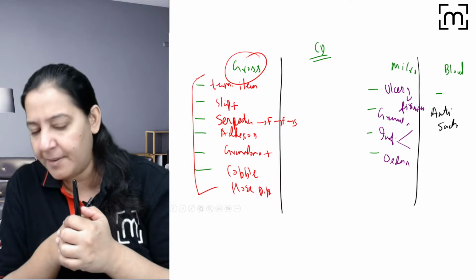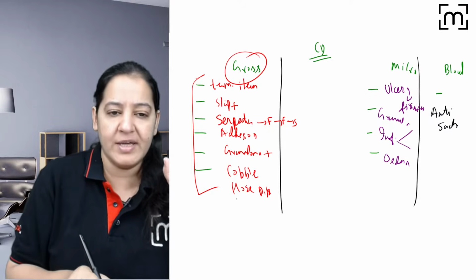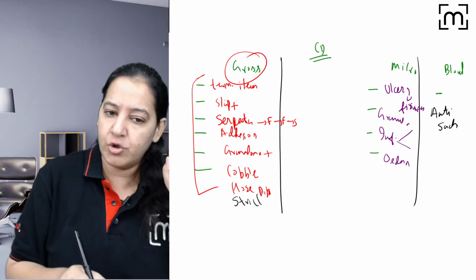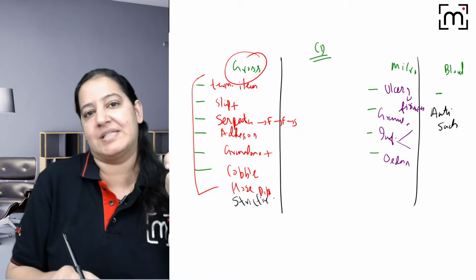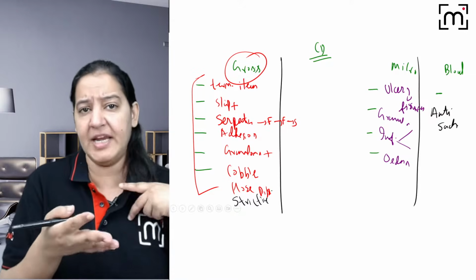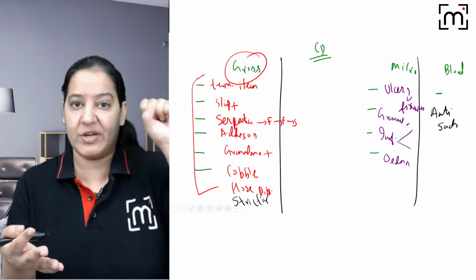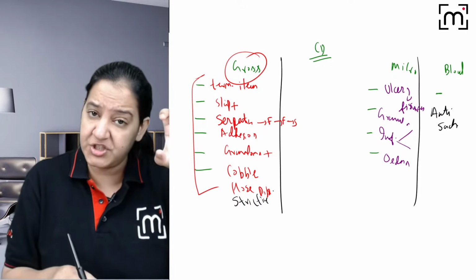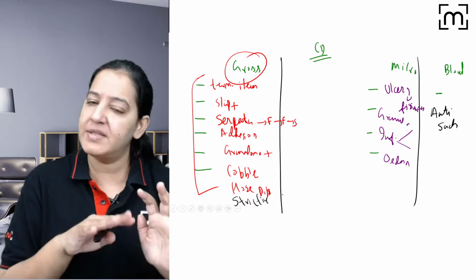Ram, you are asking about the string test now. As I've told you, yes, here strictures are present. Due to the hosepipe appearance, that is known as string sign. So if you do a barium enema in this patient, you will get a stricture. That stricture on the barium is known as the string sign. So that's all about CD.